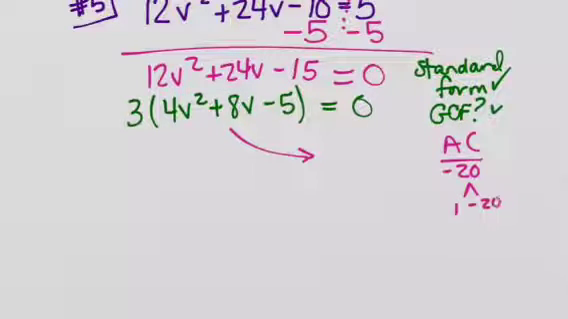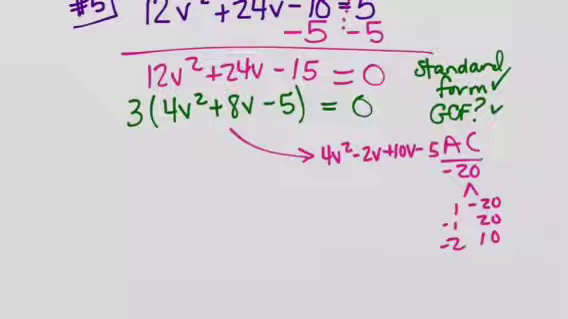1 and negative 20 doesn't work. Negative 1 and 20 doesn't work. 2 and 10, well, those look like they're going to work. Which one has to be negative, though? It's the 2. So I'm going to write this as 4v squared minus 2v plus 10v minus 5.